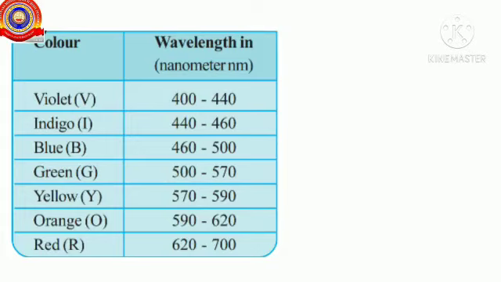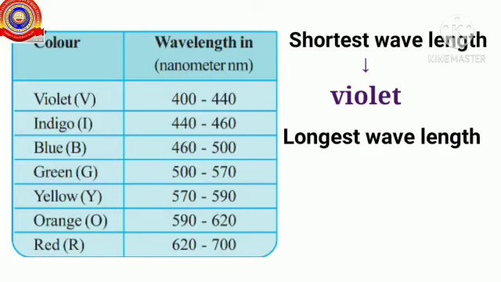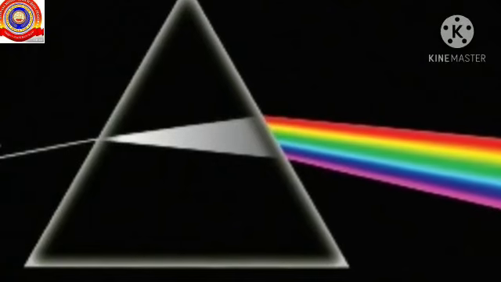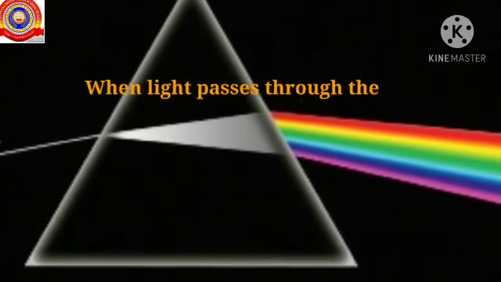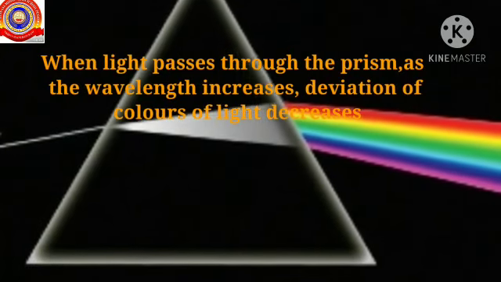So let's compare their wavelengths by analyzing the table given. From the table we can see that violet has the shortest wavelength and red light has the longest wavelength. The wavelength of violet is from 400 to 440 and for red it is from 620 to 700. That is, when light passes through the prism, as the wavelength increases, the deviation of the color of light decreases.